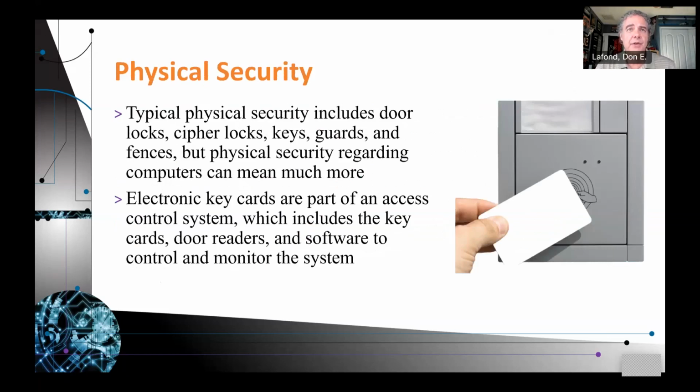Typical physical security involves door locks, cipher locks, keys, guards, and fences, but physical security regarding computers means much more. Electronic key cards are part of an access control system, which includes the key cards, door readers, and software to control and monitor a system. This is just one example.